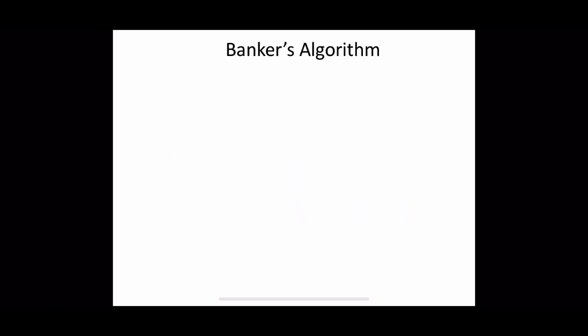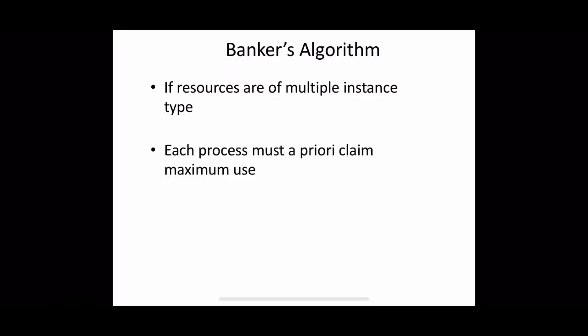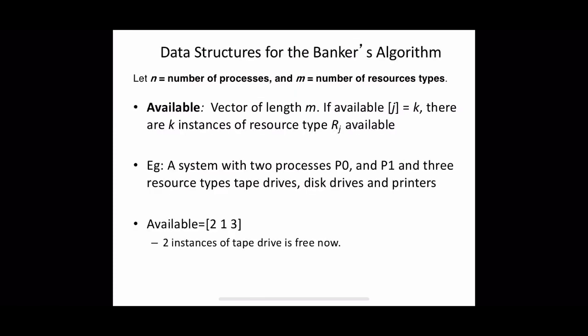Now, coming to the details of this algorithm, it is used in a scenario where different resource types have multiple instances, and the major requirement is that each and every process, when entering into a system, should declare its maximum requirement for different resource types in advance. Now, this algorithm is actually implemented with the support of a set of data structures. We can see them one by one. Let n be the number of processes in the system and m be the number of resource types.